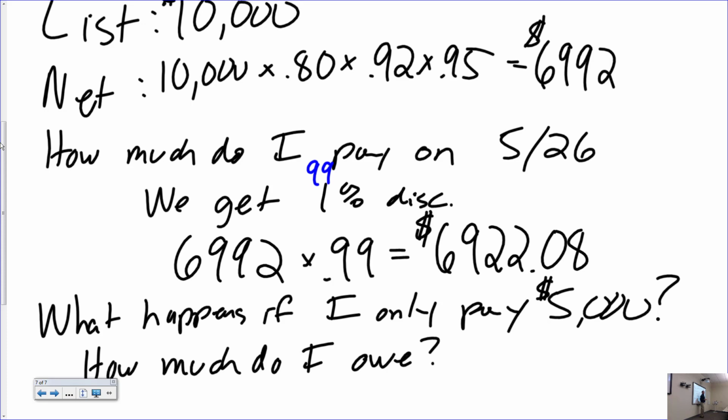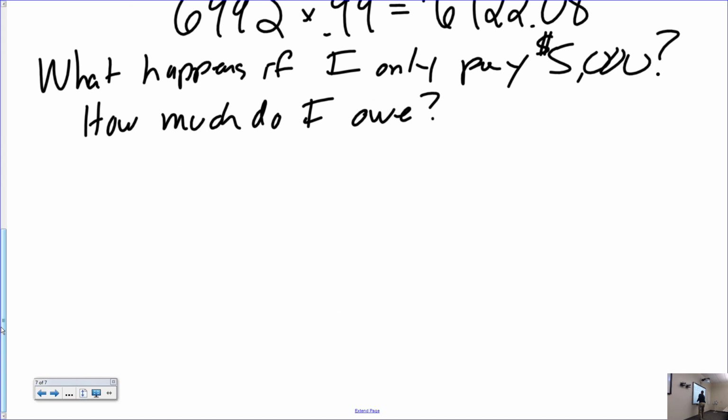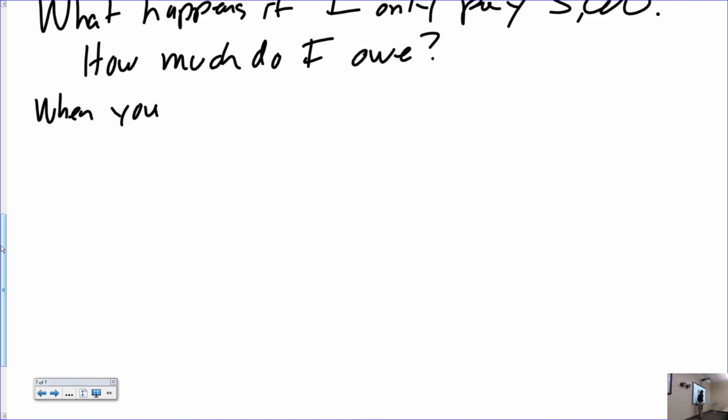And here's the tricky part. When you discount a payment, things are a little bit different, okay? If you discount a charge, it's obvious. You take 1% and subtract, right? And so what we often think is, well, you should just take 1% and add if you're discounting a payment. Nope, not how it works, okay?